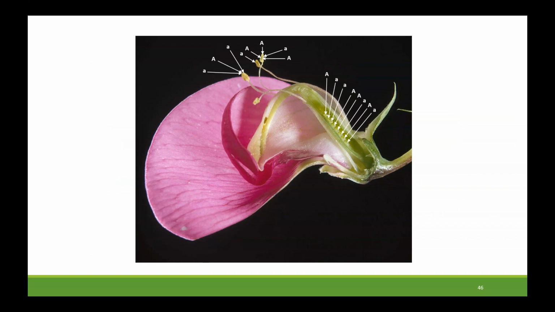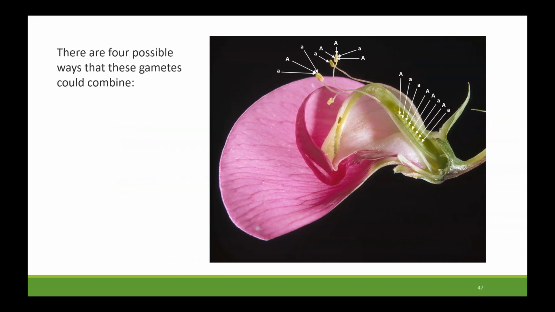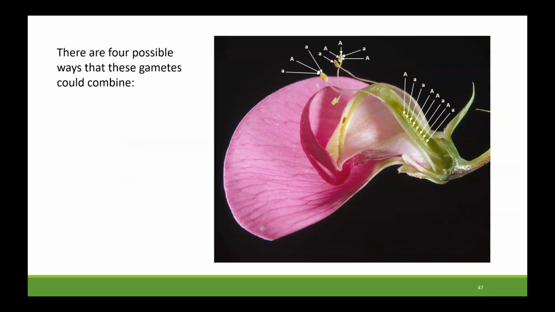Well, with any fertilization, and this is true for all eukaryotes, including humans, there's a certain level of randomness at play. A lot of it has to do with which egg happens to bump into which sperm, or which pollen happens to bump into which ovule. So if you're looking at a situation where half of the gametes have the dominant allele and the other half have the recessive allele, there are 4 possible ways that these gametes could bump into each other.